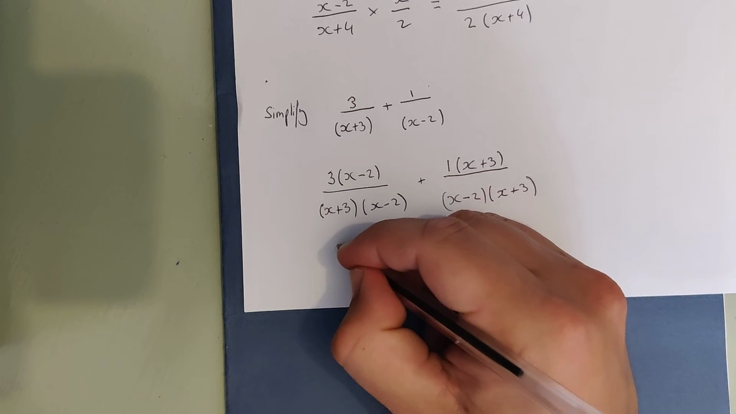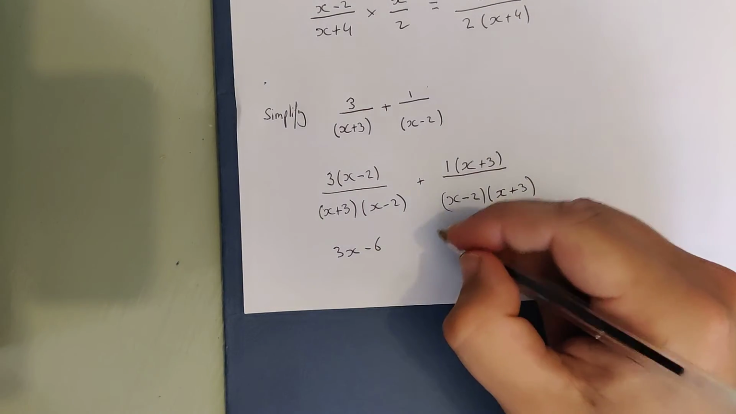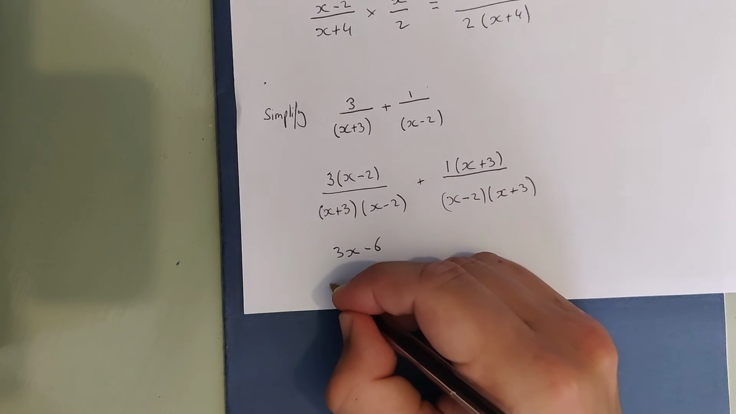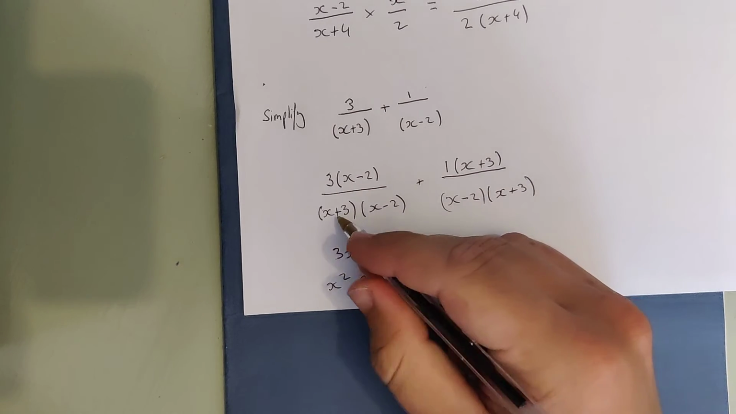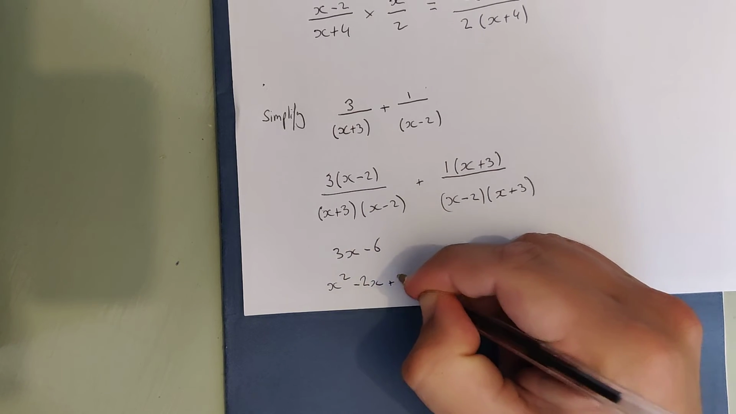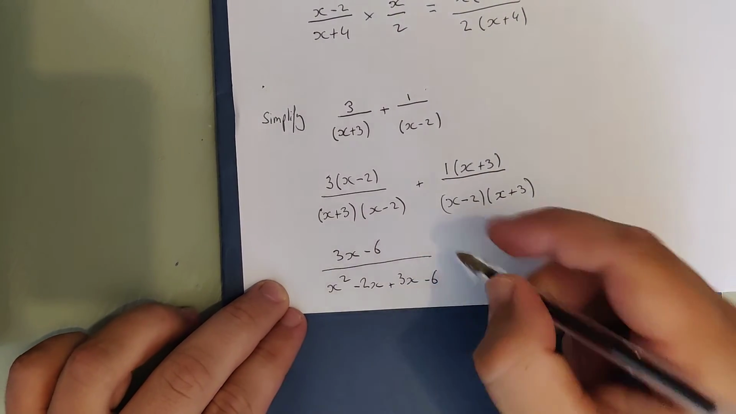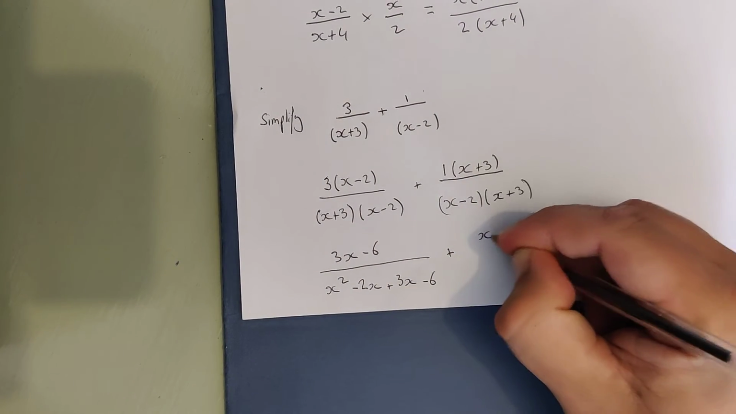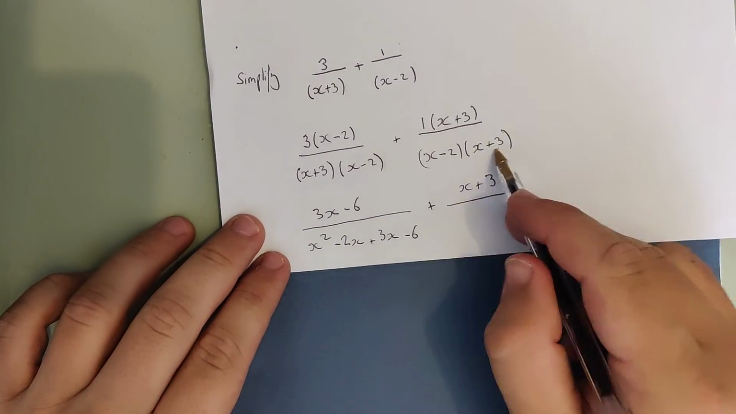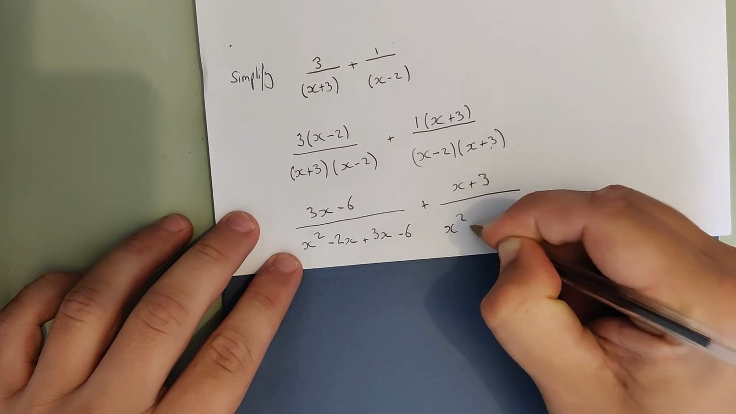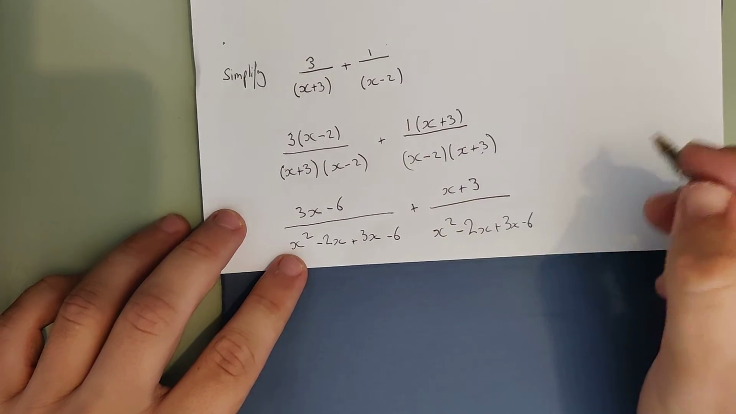This, we can expand out the brackets. 3x minus 6, and on the bottom it's x squared minus 2x plus 3x minus 6 plus x plus 3 over, it's going to be the same as this because it's exactly the same bracket, so x squared minus 2x plus 3x minus 6.